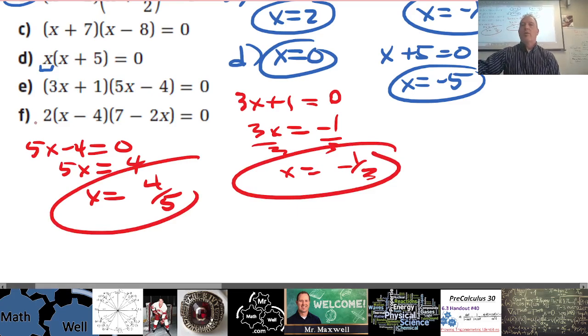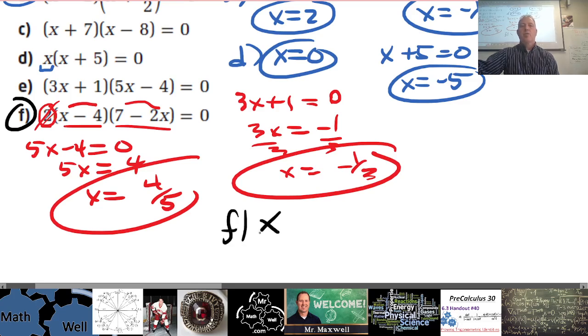One more, I'll do this one more with you. If there's 3 factors, then obviously you have to consider what the solutions could be from each factor. But 2 has no variable, so 2 will never be equal to 0, no matter what x is. So there's no solution from this factor. So you just focus on this factor and this one. So for f, then x equals what? Positive 4, or positive 4/1. X equals 4. Careful, because the x is in the second spot.